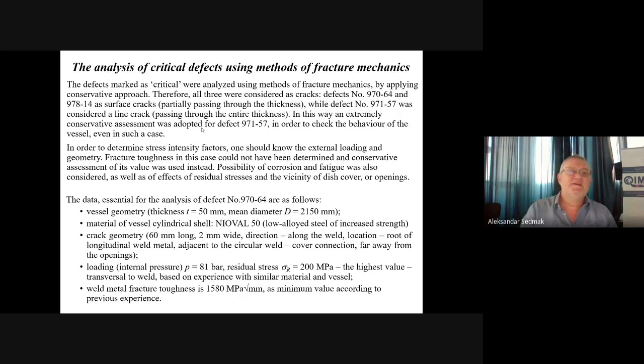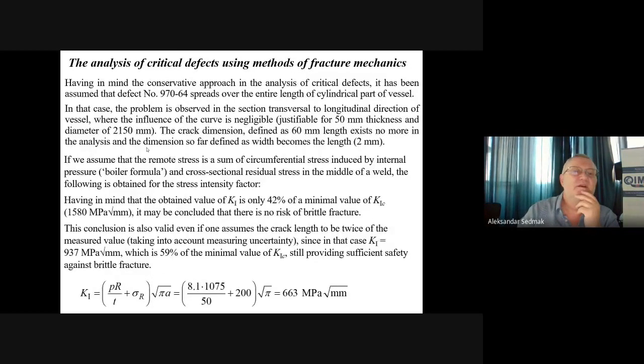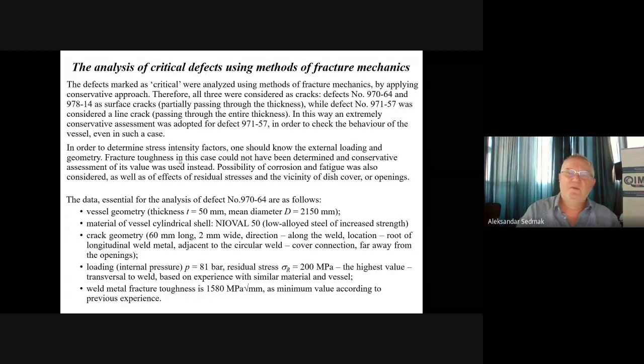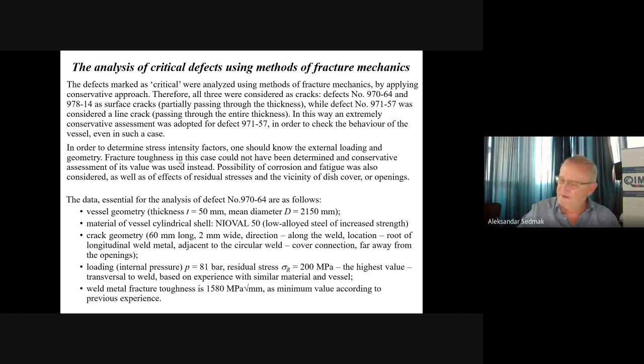On the other hand side, we had to consider carefully fracture toughness. Fracture toughness we could not determine. We didn't have any material to do so. Unfortunately, they did not make any samples when they produced pressure vessels.